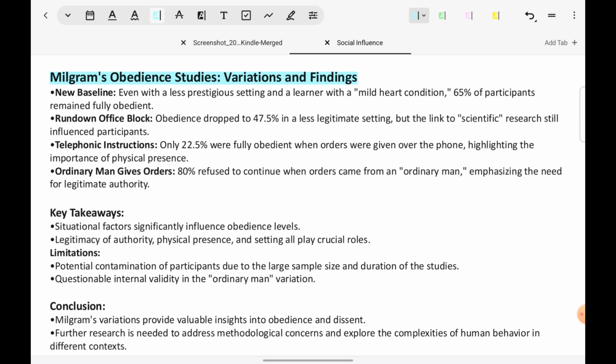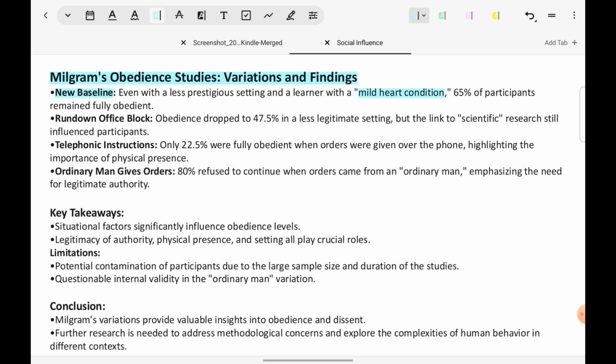So if we change any of these factors using the same paradigm that is used in the original study, will that impact how much participants obey? So in one variation of his study, again the paradigm being the same, Milgram established a new baseline. The experiment was exactly the same except for one part of the study.